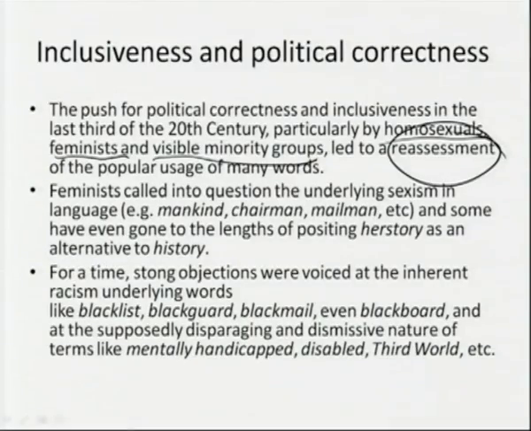So, feminists have called into question the underlying sexism in language, example mankind, chairman, mailman, etcetera, and some have even gone to the length of positing her story, as an alternative to his story, history being seen as meaning his story. So, the word her story, and those of you who are interested in feminist theory, in feminist concepts, in feminist language, some of you may have come across the word her story. That is a story that could be from a single woman's point of view, but could also be history, the entire history of a nation or of a community, or of any phenomenon in the social sciences and humanities, narrated from a female perspective.